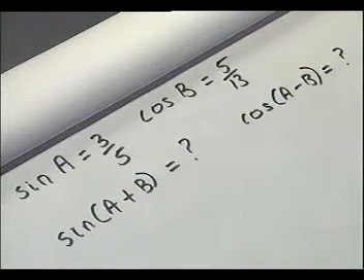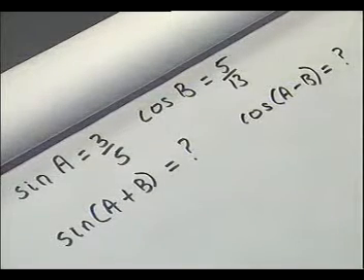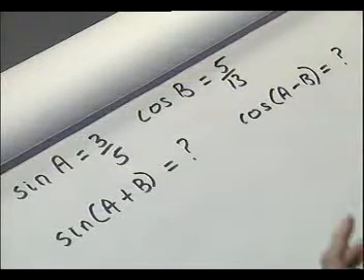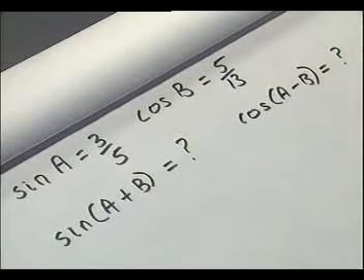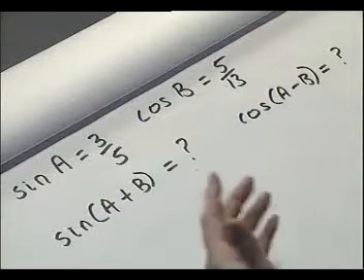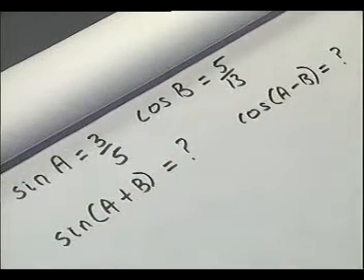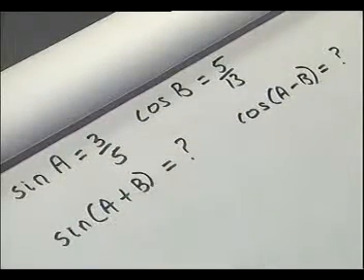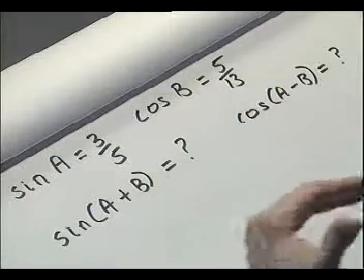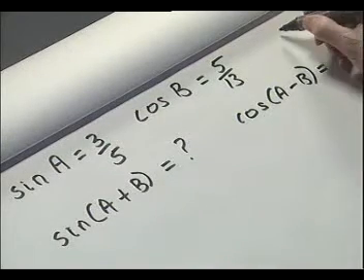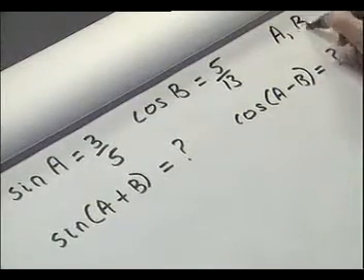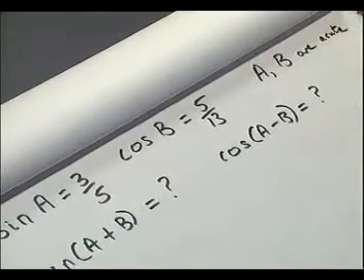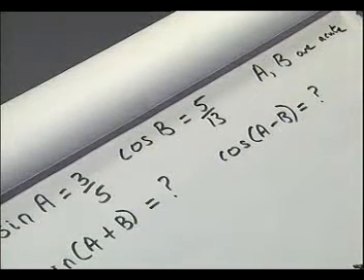We've got sine A, but we don't know anything about cos A, seemingly. We've got cos B, and we really don't know anything about sine B. We don't know much about A and B, really, because A could be either an obtuse angle or an acute angle. So we really need a little bit more information. So let's say that A and B are acute. In other words, they're both less than 90 degrees.